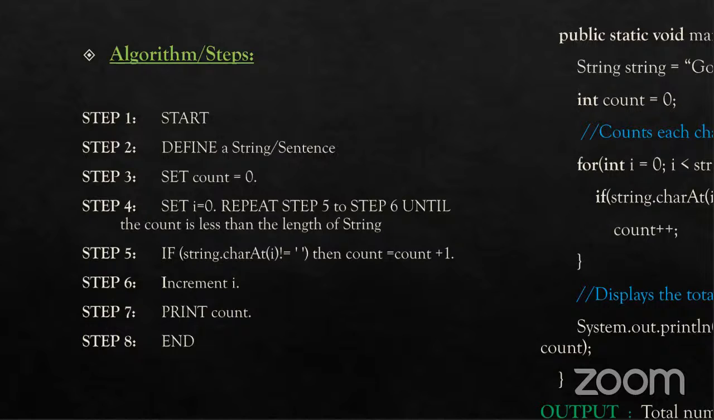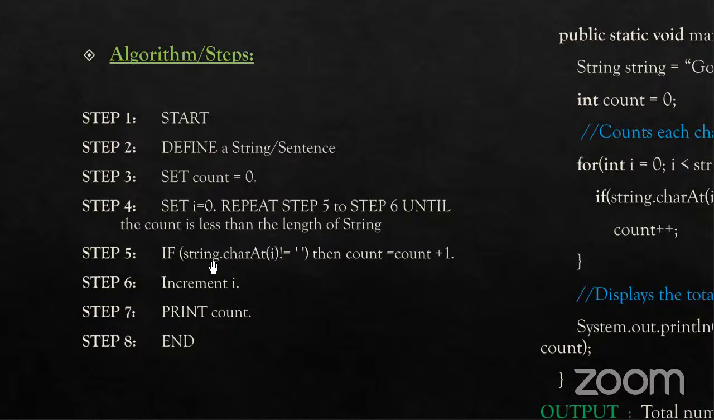Then we need to loop through this entire string, so we set up a for loop, or any loop we can use. Here I am using a for loop. First I initialize i equal to 0, then repeat steps 5 and 6, checking whether it is a white space or a character, until the total length of the string. That is the fourth step.